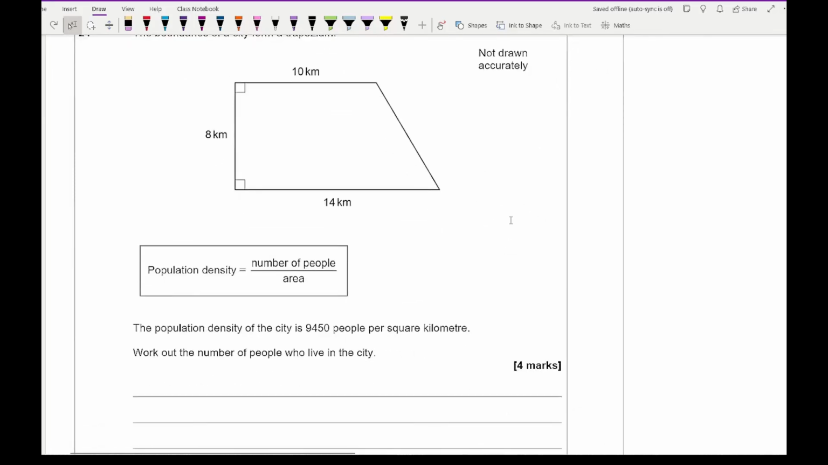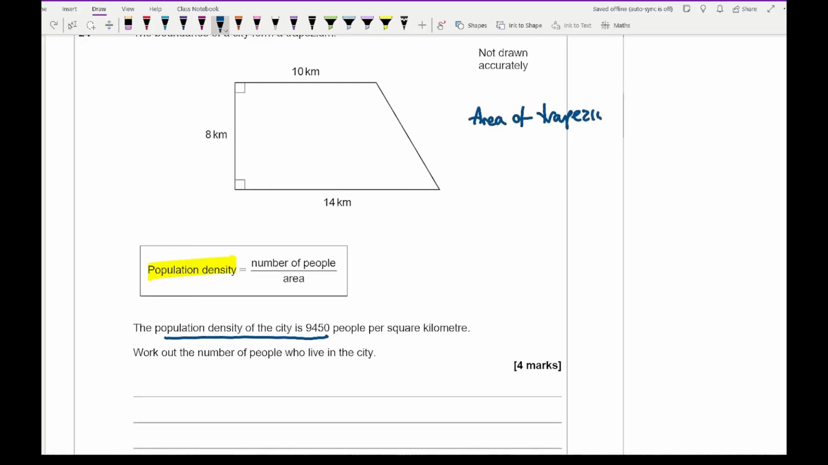Moving on to question 24, it says that the boundaries of a city form a trapezium. It says the population density is equal to the number of people over the area. The population density is 9,450 people per square kilometre. Work out the number of people who live in the city. So for this, I know the population density, which is this number here. The first thing I need to do is work out the area of the trapezium.